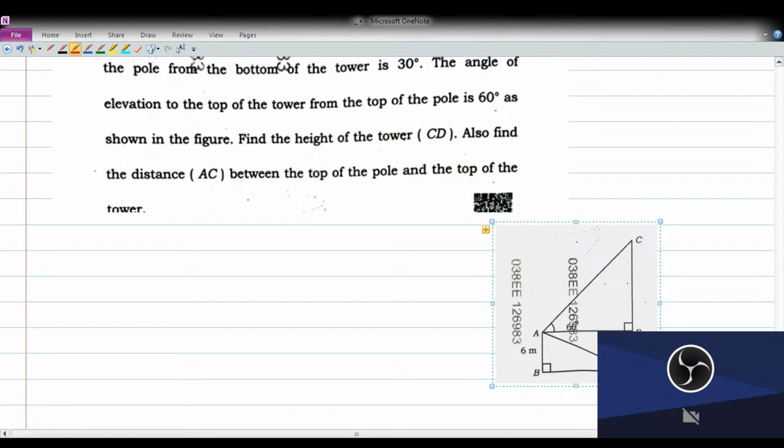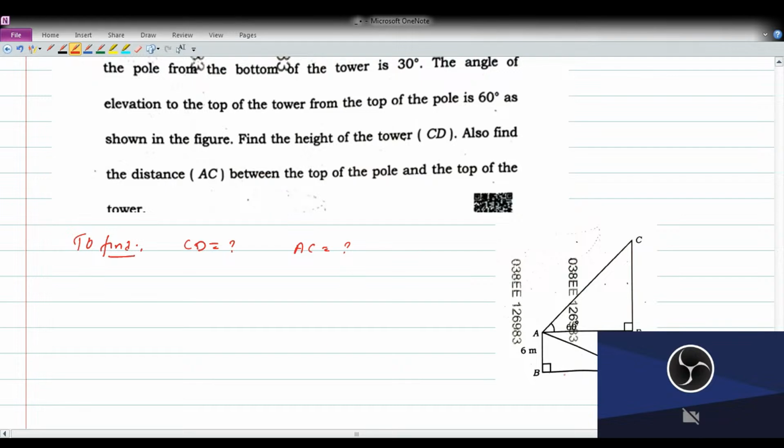Find the height of the tower, CD, I need to find out. Also find the distance AC between the top of the pole and the top of the tower. Two things to find out: first, the height of the tower CD, and then AC, the distance between the top of the pole and the top of the tower.